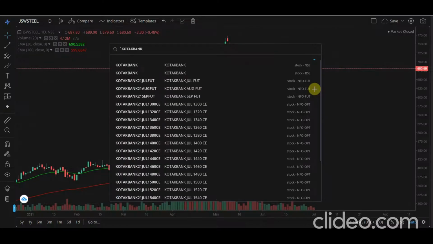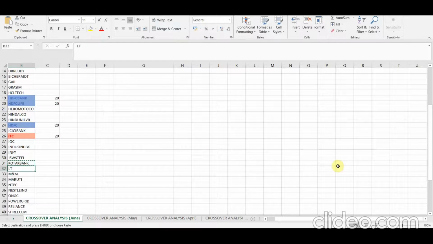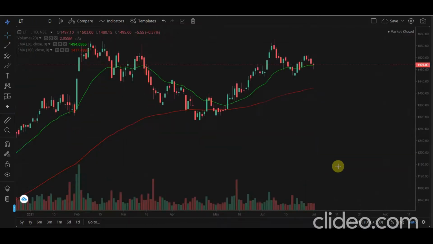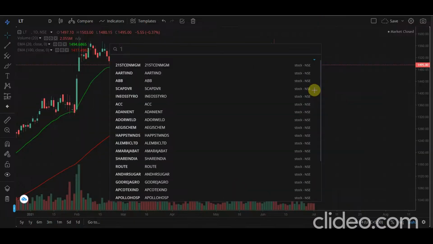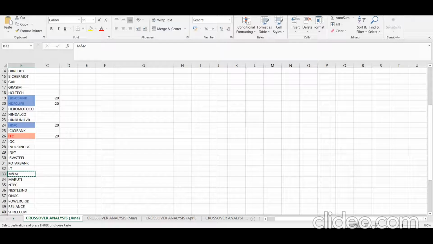Next is Kotak Bank. There was a chance of crossover here, but then it went down. So we'll ignore this one too. Next is Larsen and Toubro. Okay, too far away. Mahindra and Mahindra. It's very near, so I'll mark this stock as blue. Next is Maruti.